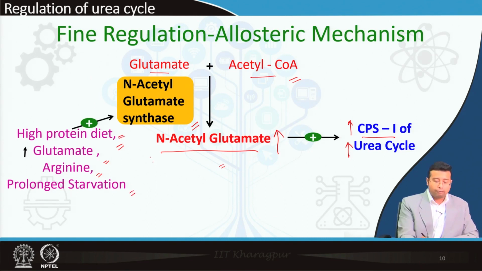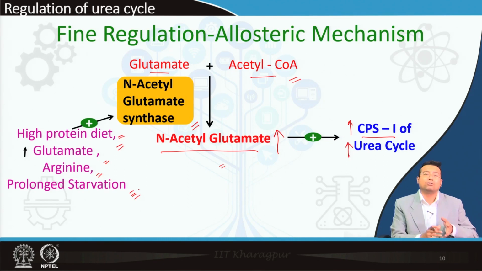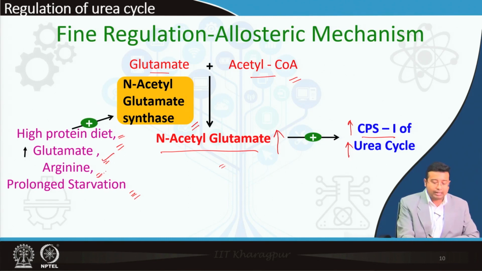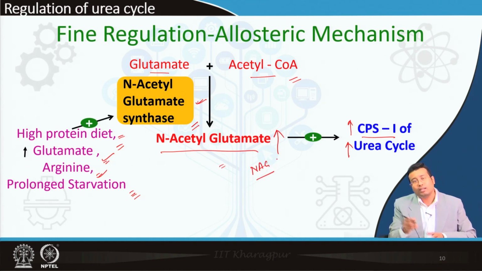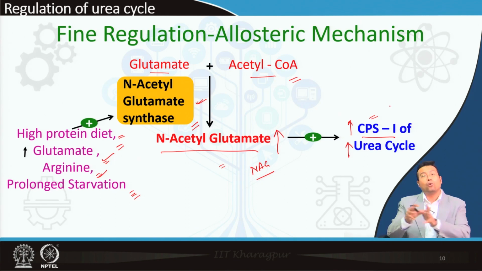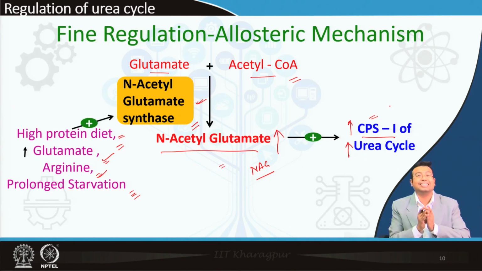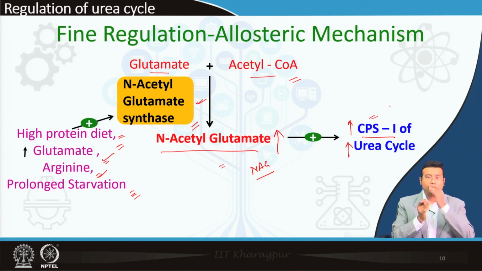So, all those factors discussed in the coarse regulation, along with high glutamate and arginine, activate N-acetyl glutamate synthase, which leads to the production of more N-acetyl glutamate or NAG, and this NAG activates the CPS1 enzyme, the regulatory enzyme of the urea cycle, right. So, this whole process of coarse and fine regulation helps in regulating the urea cycle whenever there is an increased demand for it, alright.